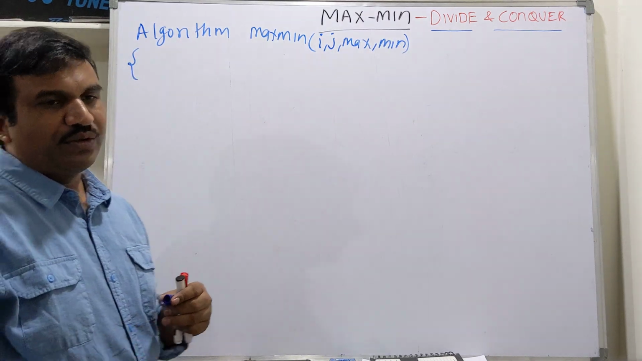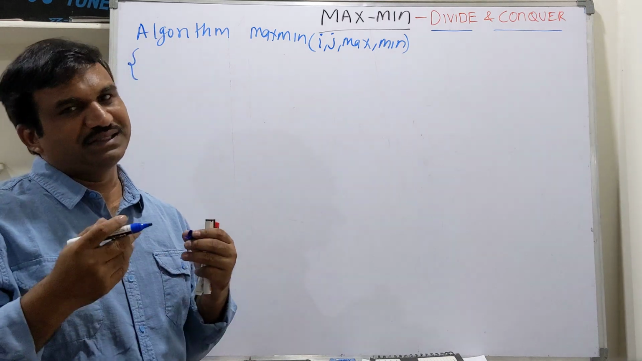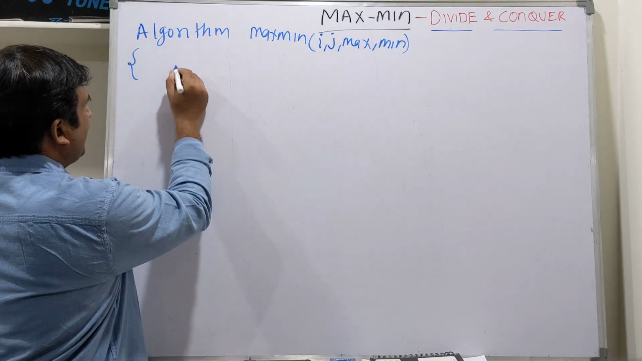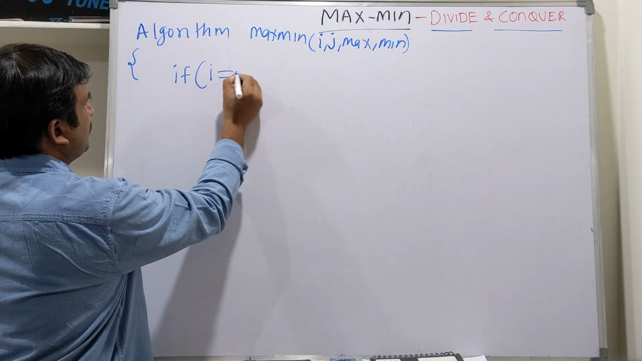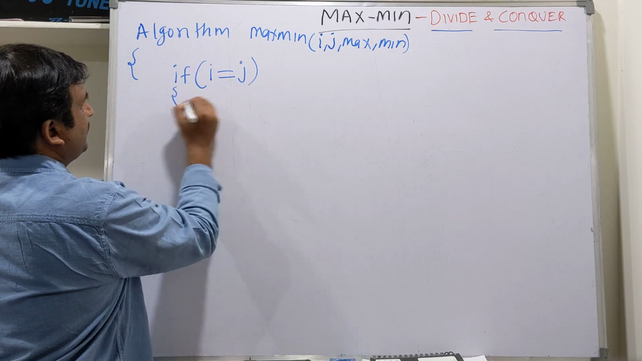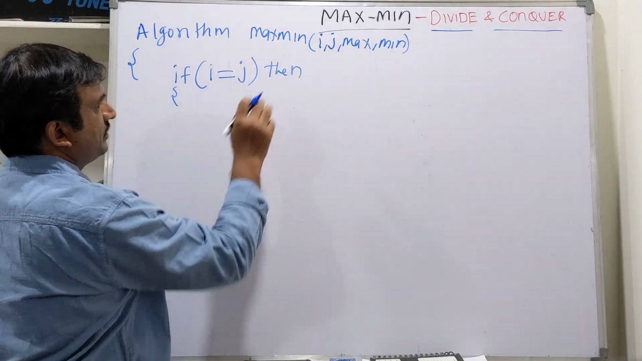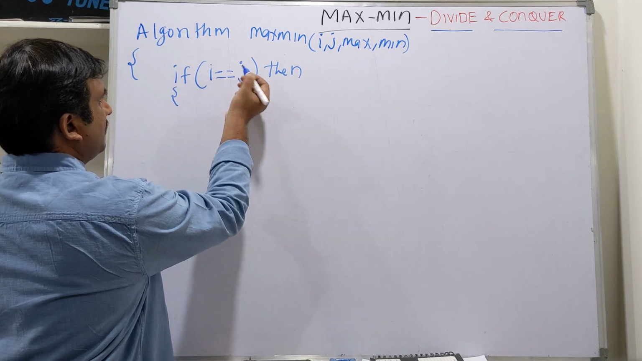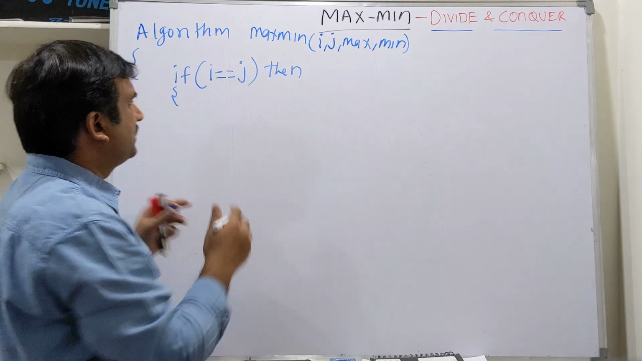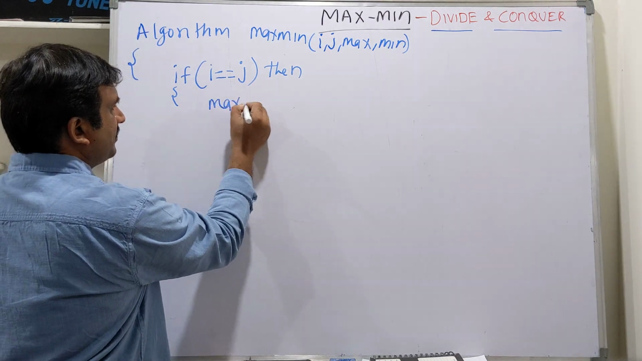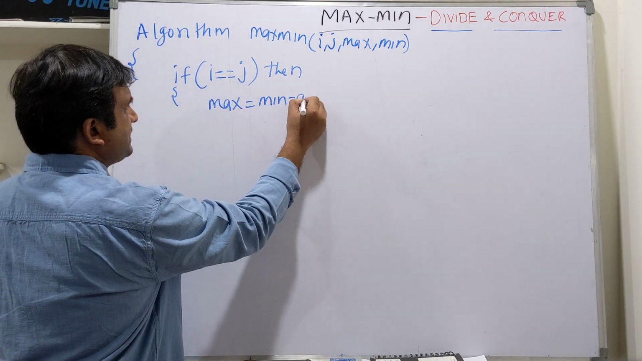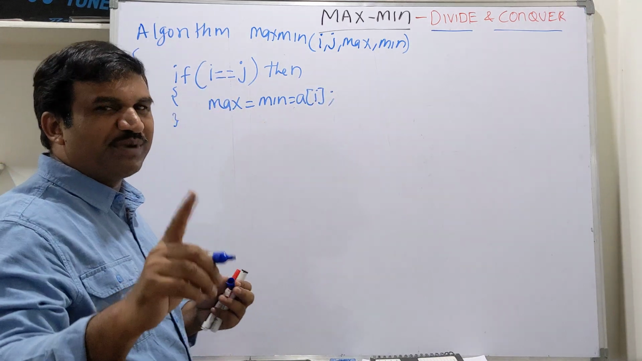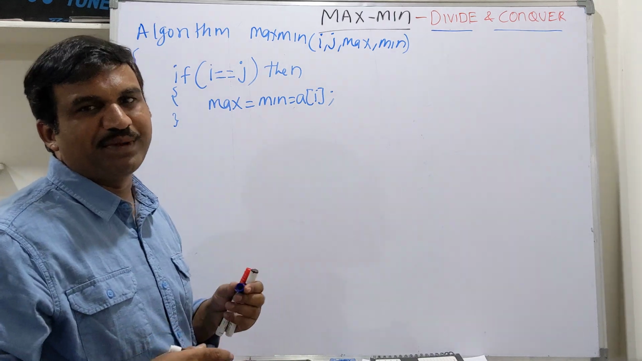Assume that we have only one number. Then the same number is maximum and the same number is minimum. So what do you say? If i is equal to j. If this condition is true, means what? If i is equal to j, then the same number is maximum and the same number is minimum. That means the smallest problem is having only one element; maximum and minimum are both the same number.